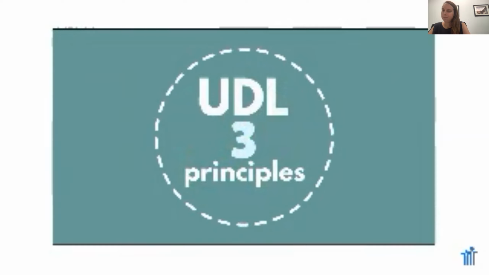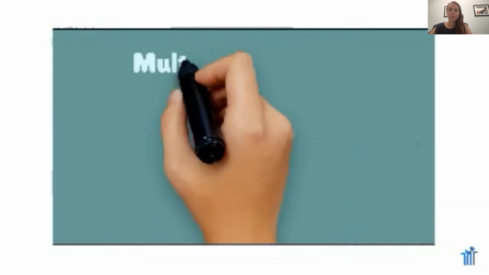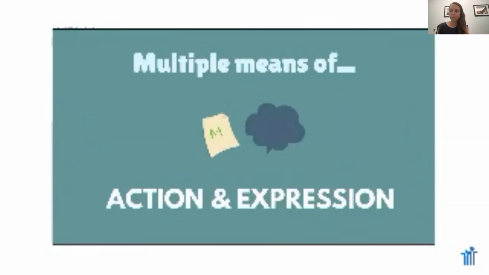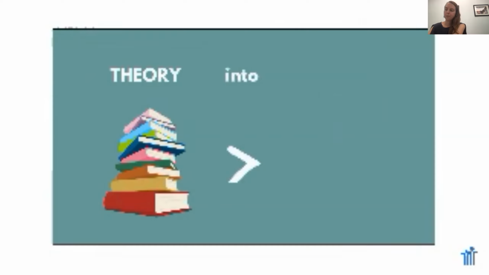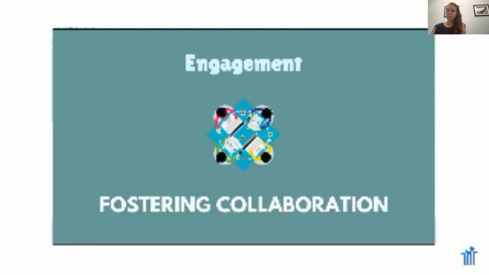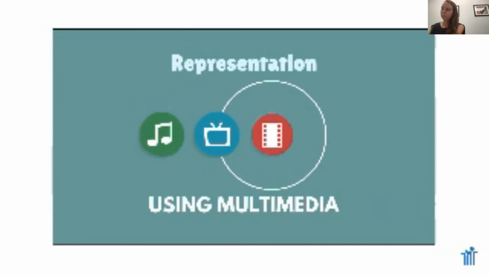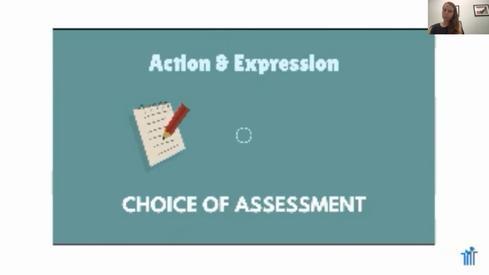It promotes three core principles for educators to build into their teaching practice, calling on them to provide students with multiple means of engagement, representation, and action and expression. The framework includes a set of guidelines on how you can turn these principles into practice. For example, by fostering collaboration with the introduction of group work with clear goals, roles, and responsibilities. By using different types of media to support learning and ensuring that all materials are accessible. And by providing a choice of assessment instruments while maintaining robust learning outcomes.